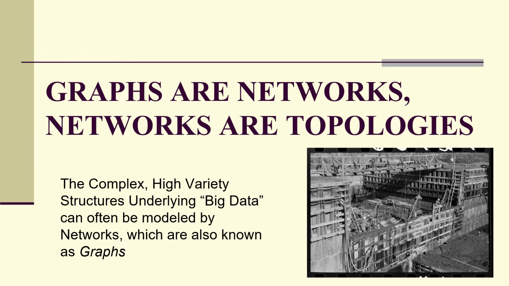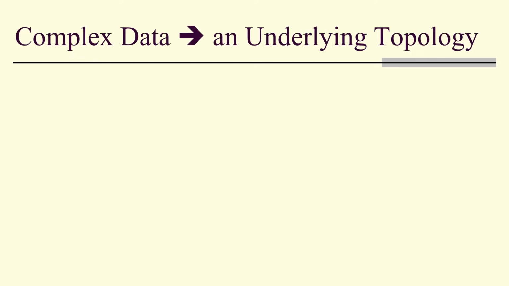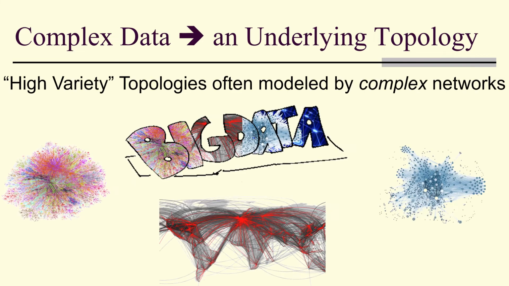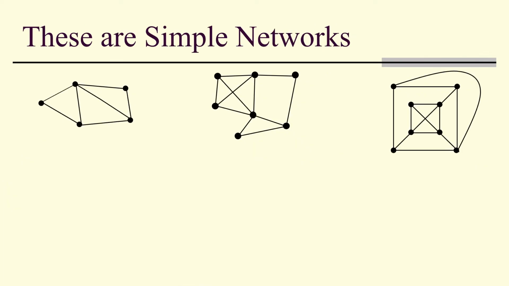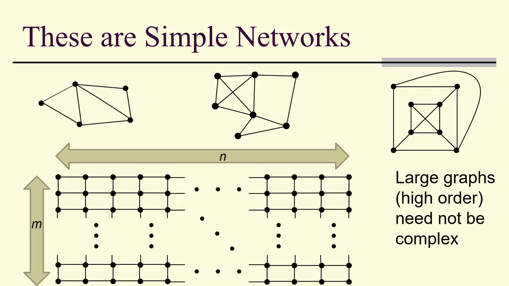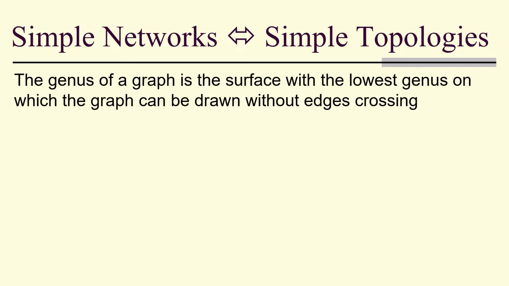So let's take a look at graphs and networks, because they're used to study topologies. Complex data has an underlying topology, and usually that underlying topology can be modeled by a complex network. Now these are simple networks, and they may be very large, high order, with many vertices, but they don't necessarily mean they're complex. So simple networks imply simple topologies.